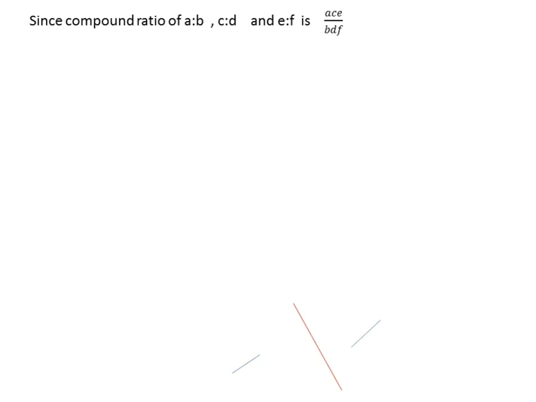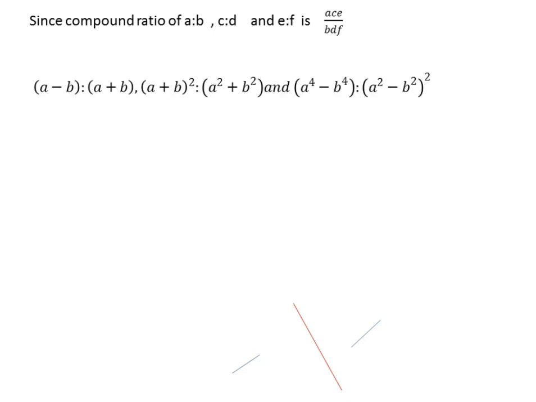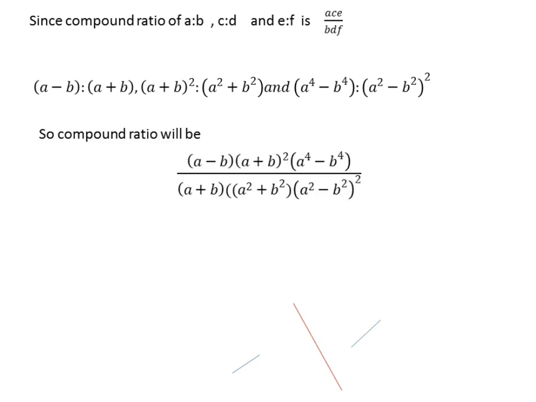Now we know that since the compound ratio of A is to B, C is to D and E is to F is ACE upon BDF, the compound ratio of our question will be A minus B into A plus B whole square into A power 4 minus B power 4 upon A plus B into A square plus B square into A square minus B square whole square.